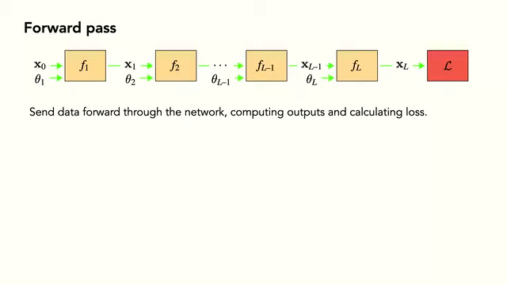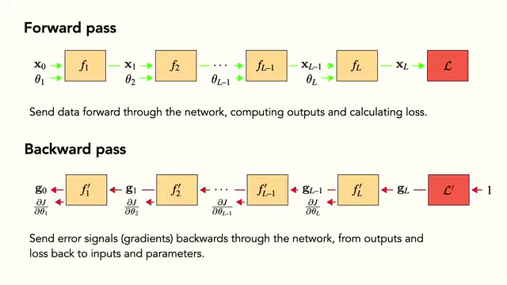So if this is a forward pass, we're sending data forward through the network, computing the outputs and calculating the overall loss. Then a backwards pass looks like this: we send our error signal, the gradients, backwards through the network from the outputs and the loss back to the inputs and the parameters. Does this make sense? Cool.